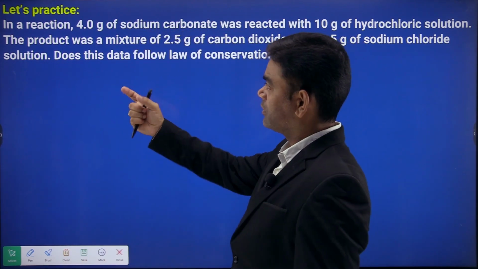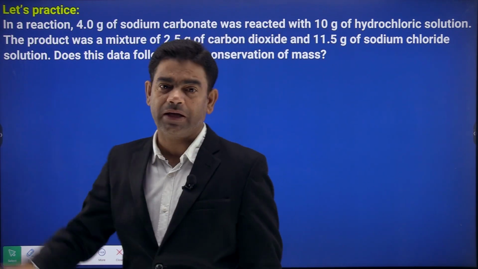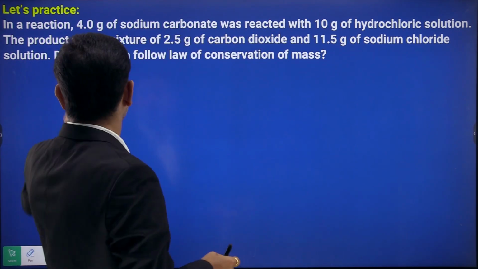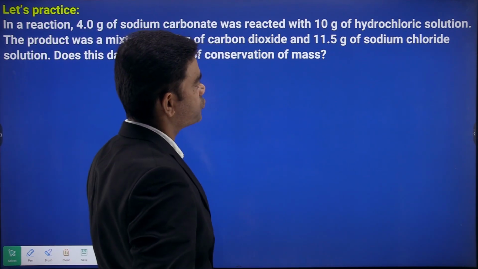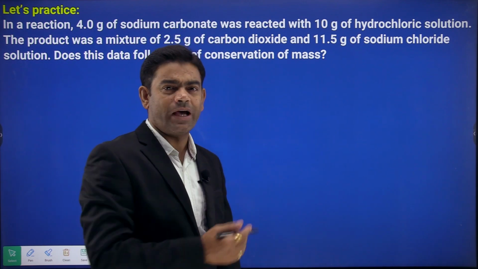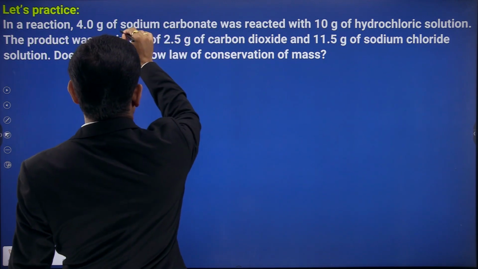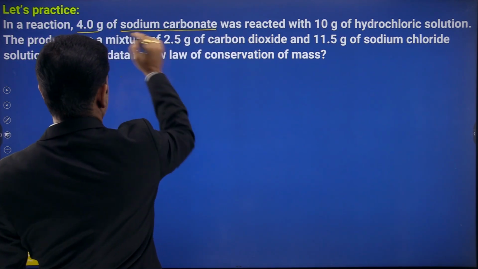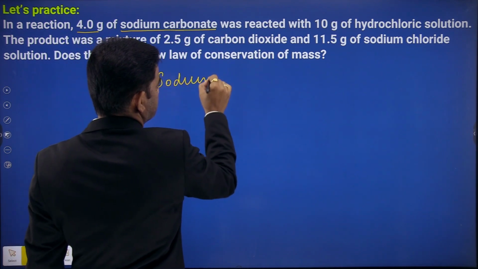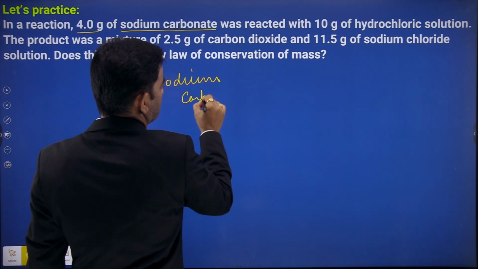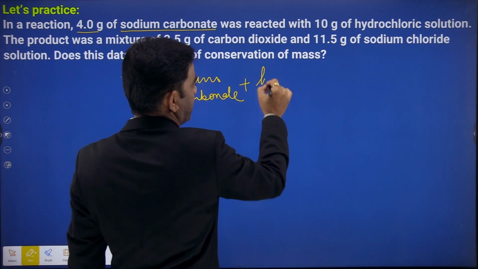In a reaction, 4 gram of sodium carbonate was reacted with 10 gram of hydrochloric acid. The product was a mixture of 2.5 gram of carbon dioxide and 11.5 gram of sodium chloride. Okay, so as per the reaction, it's saying that we have sodium carbonate 4 grams, and it reacts with hydrochloric acid.